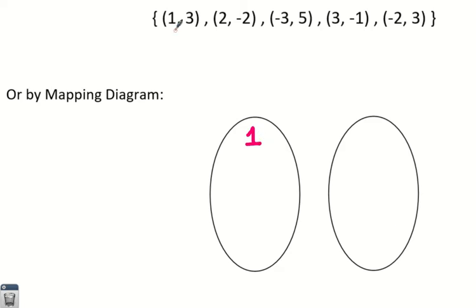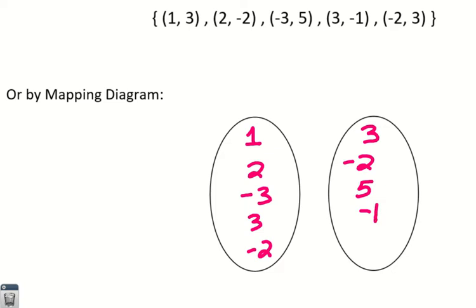1, okay, and then 2, and then -3, and then 3, and then -2. No repeats, right? Because if there was repeats, you wouldn't need to rewrite a number more than once. So over here we have 3 for all the y's. 3 and then -2. And then 5. And then -1. And then 3 again, which is already here. So we do not have to write it again.